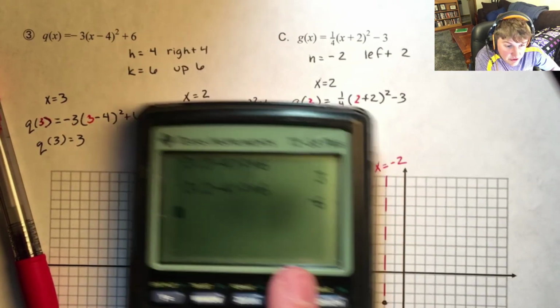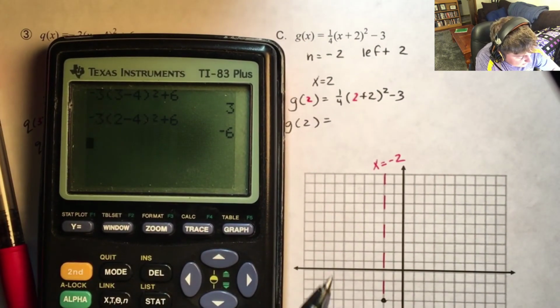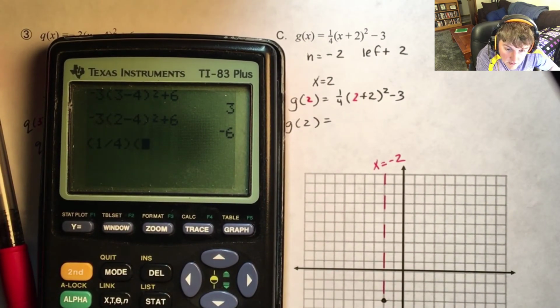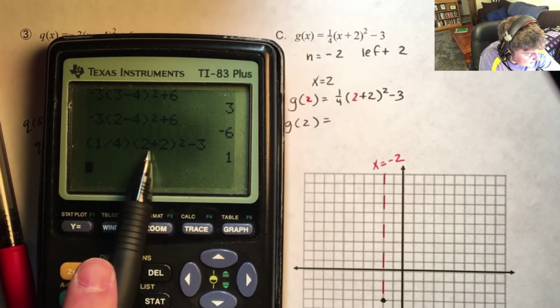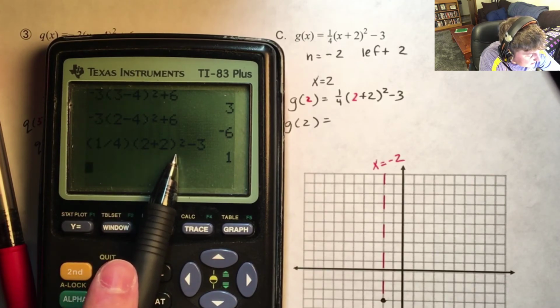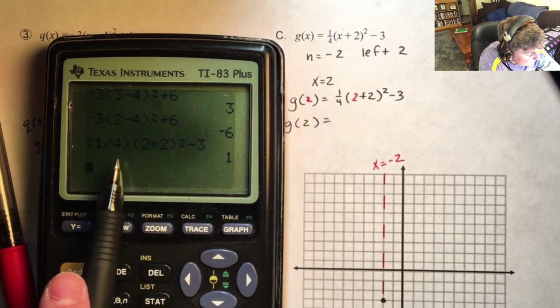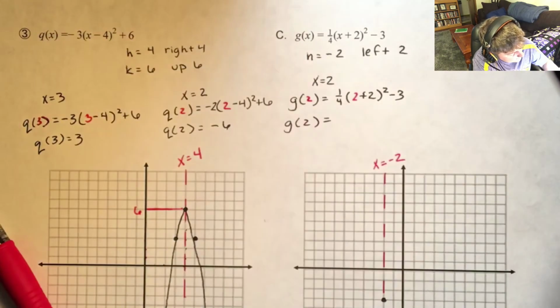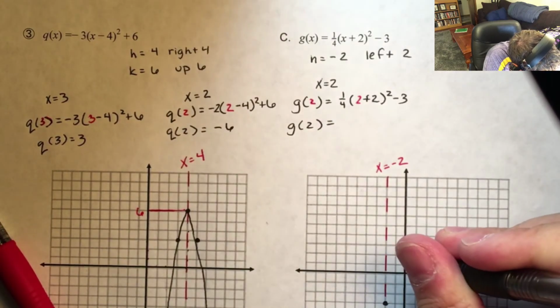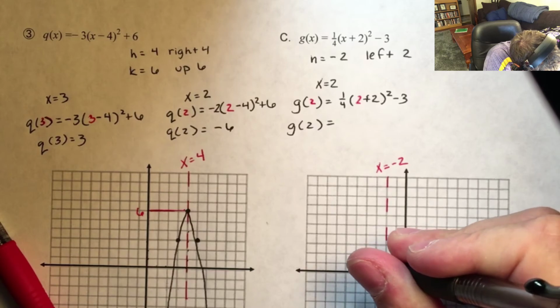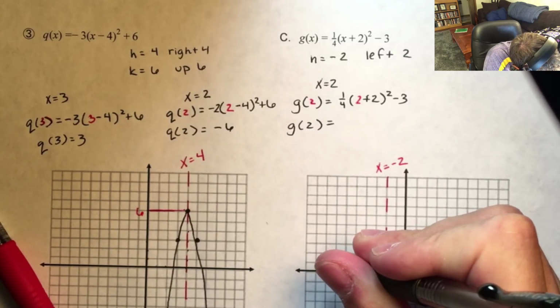Okay, so here I want to type this exact thing in. So I'm going to put parentheses around 1/4. And then I'm going to go 2 plus 2 squared, and then minus 3, which is 1. Oh, yeah, because 2 plus 2 is 4. 4 squared is 16. 1/4 of 16 is 4. 4 minus 3 is 1. Okay, so this is 1. And then 1, 2, 3, 4. 1, 2, 3, 4. Okay.